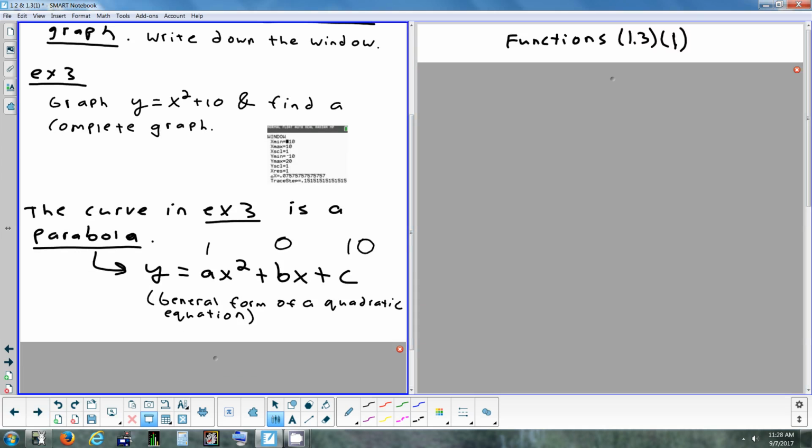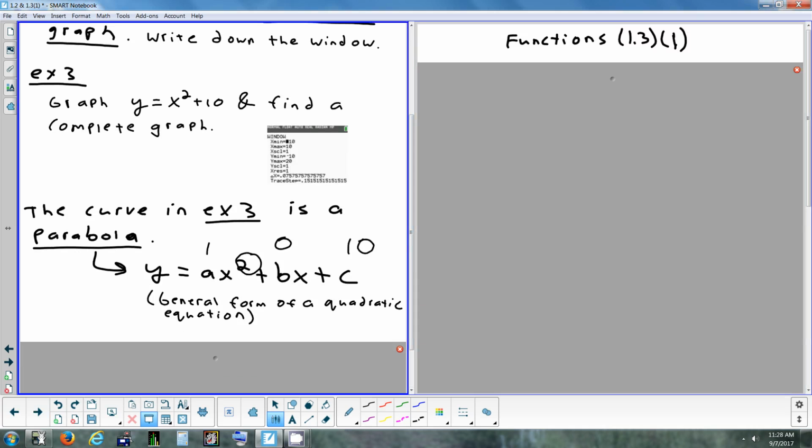And that format, ax squared plus bx plus c, that's the general form of a quadratic equation. Okay? In graphing a quadratic, the shape is a parabola. This 2 is very important. It's what makes it quadratic. And that 2 tells me something about how many times the graph can turn.